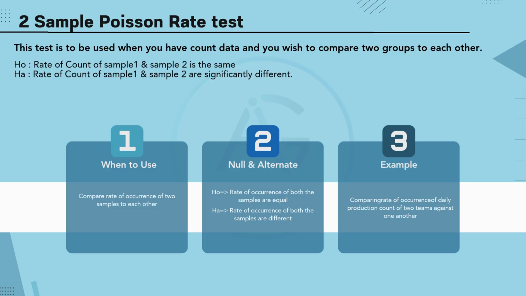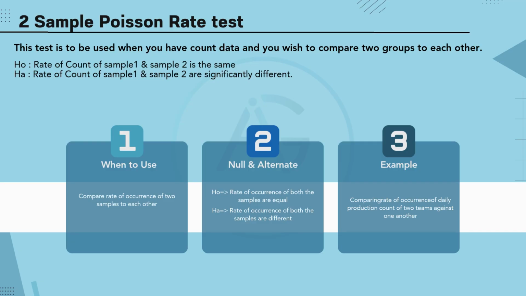This slide focuses on the two-sample Poisson rate test, which is used when you want to compare event rates between two different groups or samples. Let's break it down. When to use? We use this test when we are interested in comparing the rate of occurrences between two samples. The key here is that we're dealing with count data, like the number of defects or breakdowns, and we want to see whether the frequency of these events differs between two distinct groups.